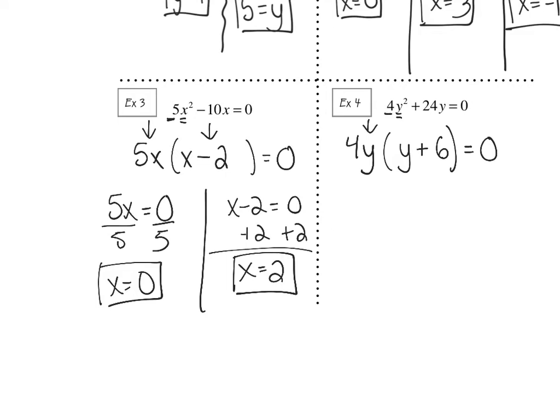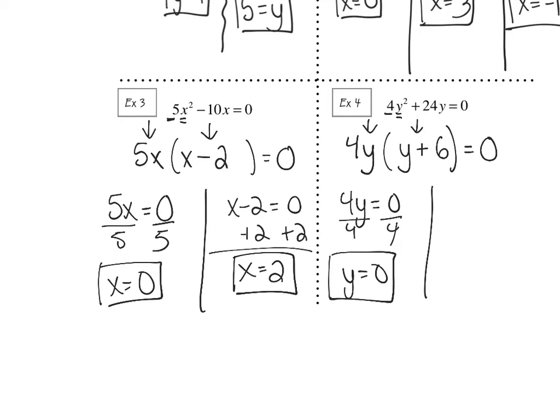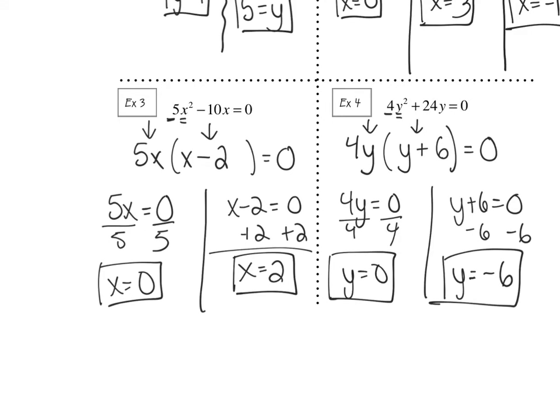So again, 2 factors. 4y equals 0, divide by 4, y is equal to 0. There's one solution. Second setup, y plus 6 equals 0, subtract 6, y is equal to negative 6. There's your second solution.